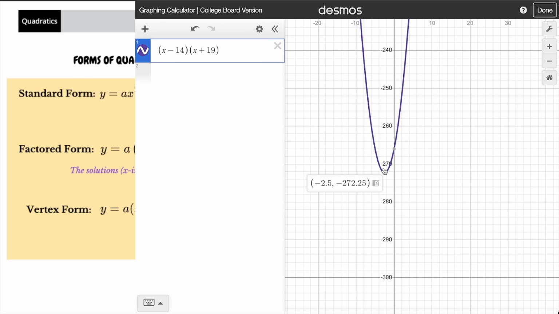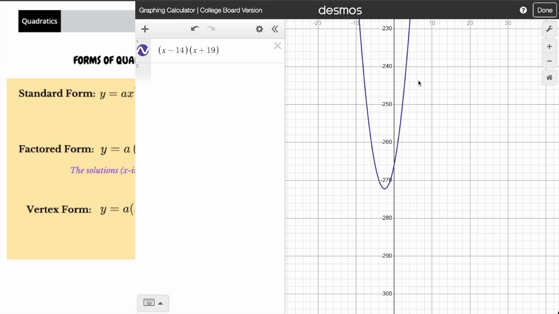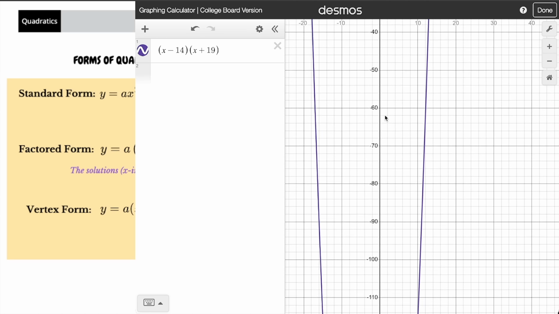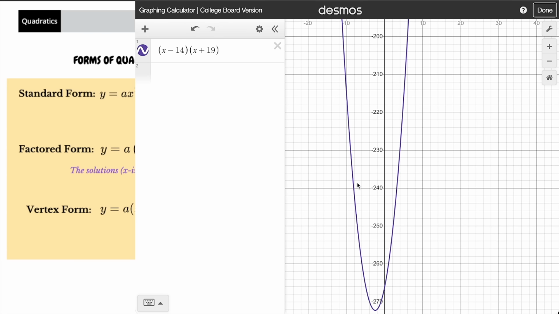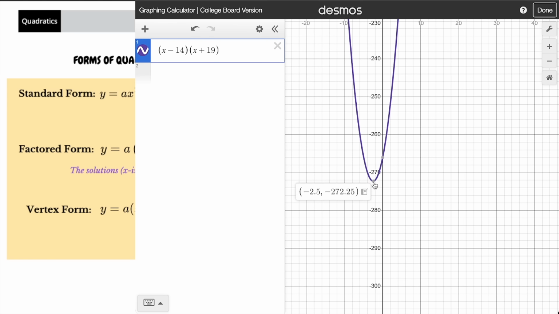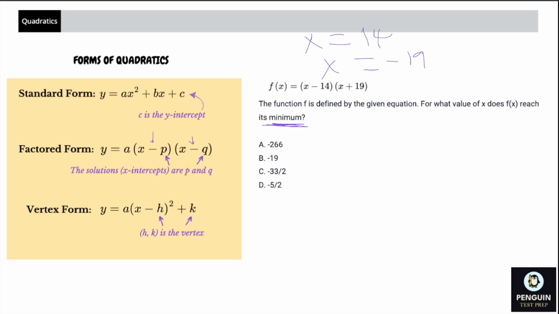What I was saying was that the x-intercepts are equidistant from the x-coordinate of the vertex. So if we go up to our x-intercepts, which will be positive 14 and negative 19, they are the same distance away from negative 2.5, which is our vertex in this case. Because of this, instead of plugging this in and getting our answer, which is negative 2.5, also known as 5 over 2, we can just take the average of our x-intercepts. Average being these added together and then divided by 2, right? So 14 minus 19 is negative 5, divided by 2 is negative 5 over 2.